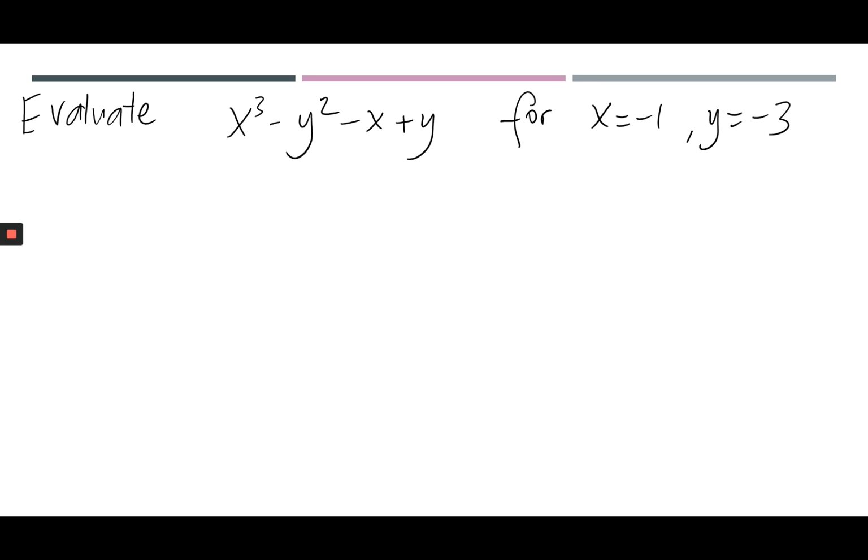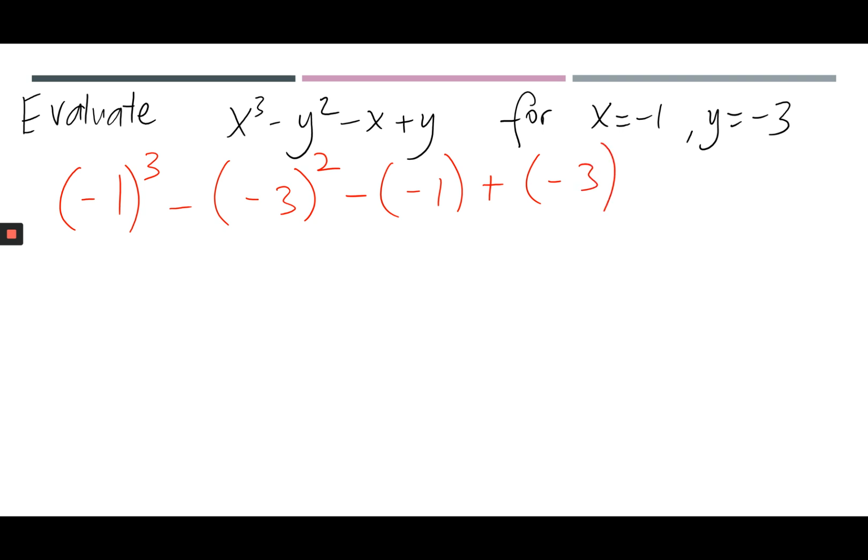X is -1, y is -3. -1 cubed, negative, y is -3 squared, negative, x is -1 plus y is -3. Observe that I'm always using parentheses. -1 cubed is interesting. Let's talk about it here. -1 times -1 times -1. -1 times -1 is +1. +1 times -1 is -1. So minus, and we know that -3 squared is -3 times -3, which is 9. And then when you see two negatives, we all know that it is +1, right?